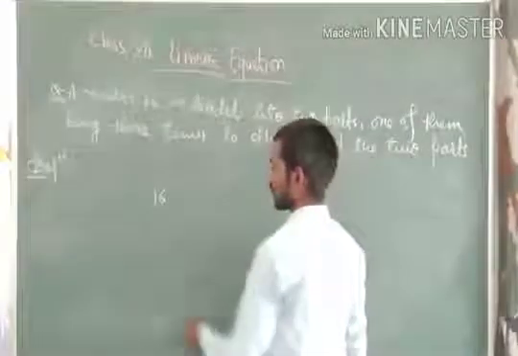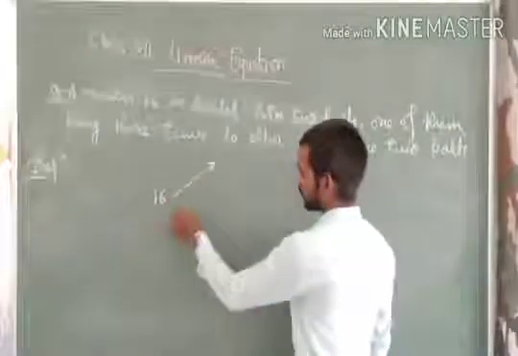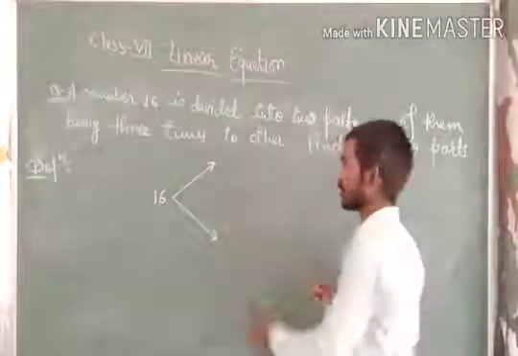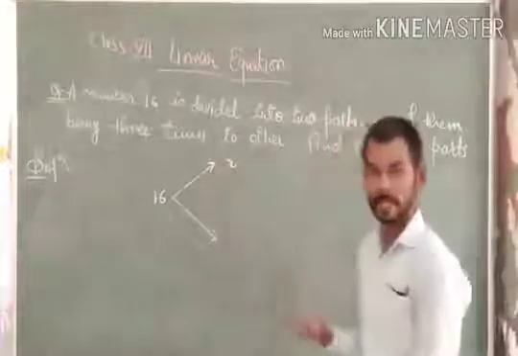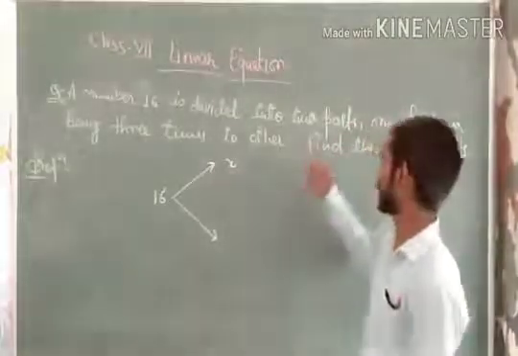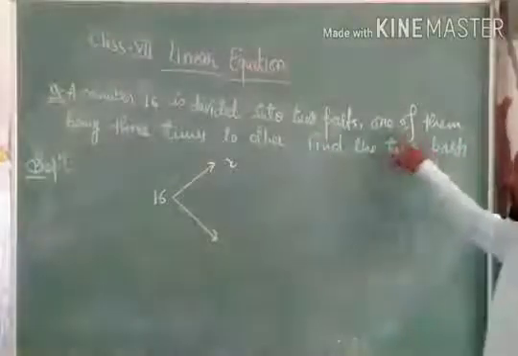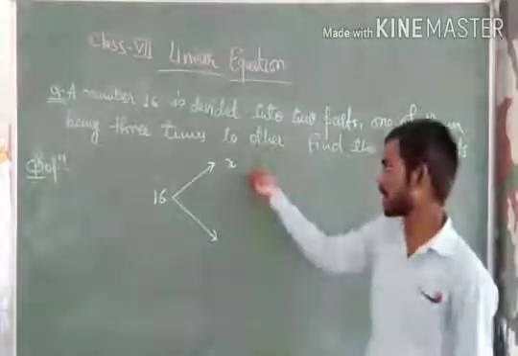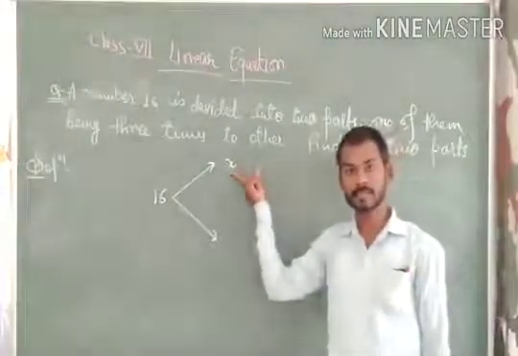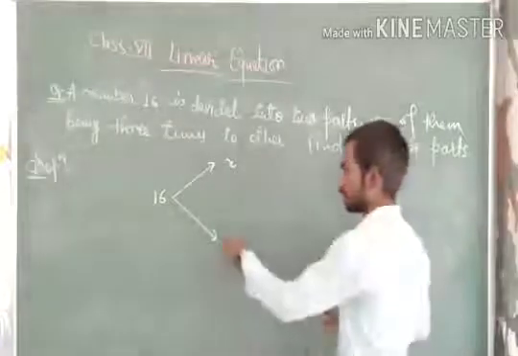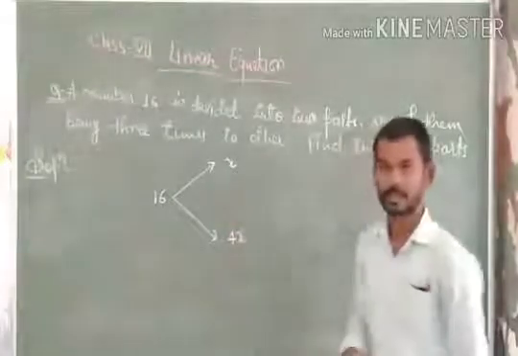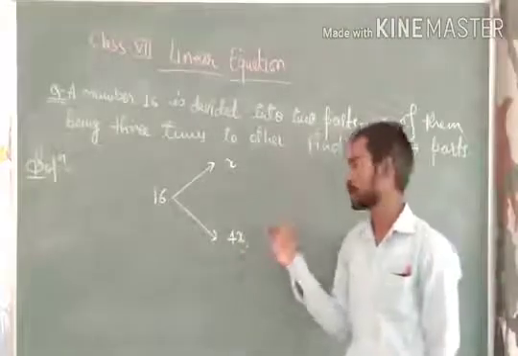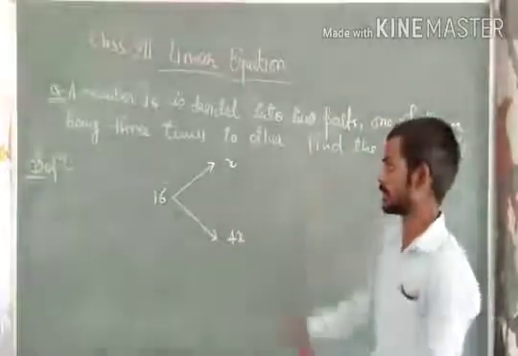The 16 is given and it is divided into two parts. Let the one part be x, and the second part, as the question explains that one part is 3 times the other, means if the first part is x, then the second part is 3x. Here we have to find the value of x and the value of 3x. The question is very simple. Now let's start.